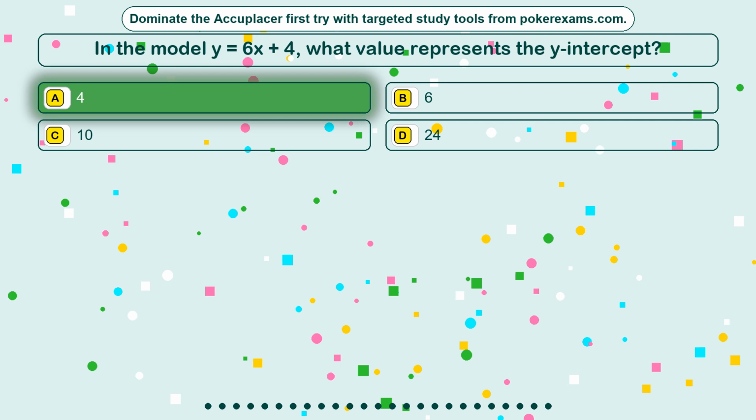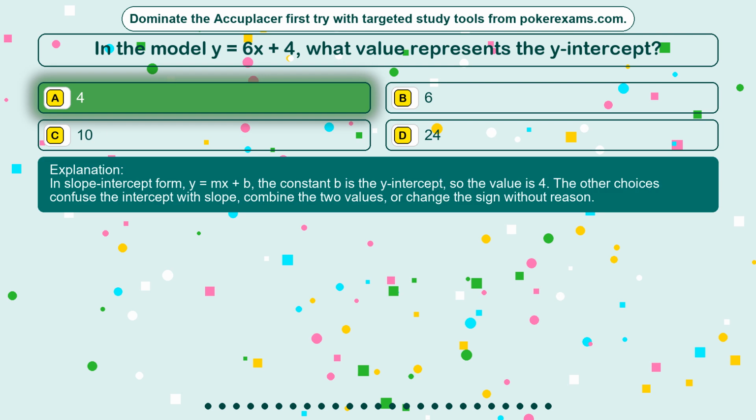The correct answer is option A, 4. In slope-intercept form, y equals mx plus b, the constant b is the y-intercept, so the value is 4. The other choices confuse the intercept with slope, combine the two values, or change the sign without reason.